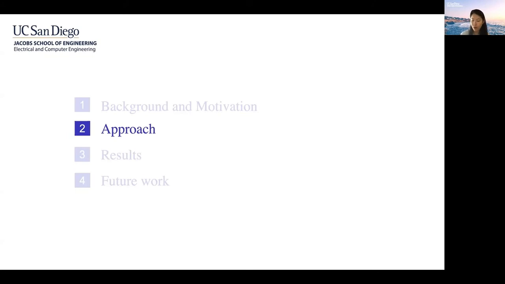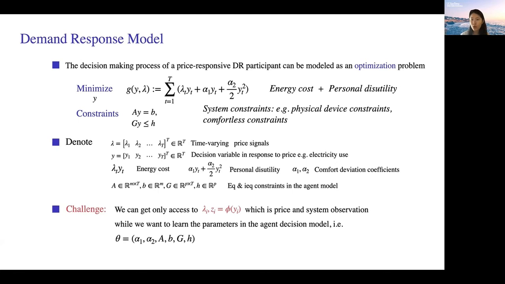Next, I will introduce our approach. First of all, we denote G as our agent model. The objective is to minimize the energy cost and the personal disutility, where lambda is the price signal, Y is the demand, the decision variable of the optimization, for example, the electricity usage. And alpha 1, alpha 2 are the personal disutility coefficients. So this term is the personal disutility. The constraints contain the equality constraints and inequality constraints. They differ if you use different DR models.